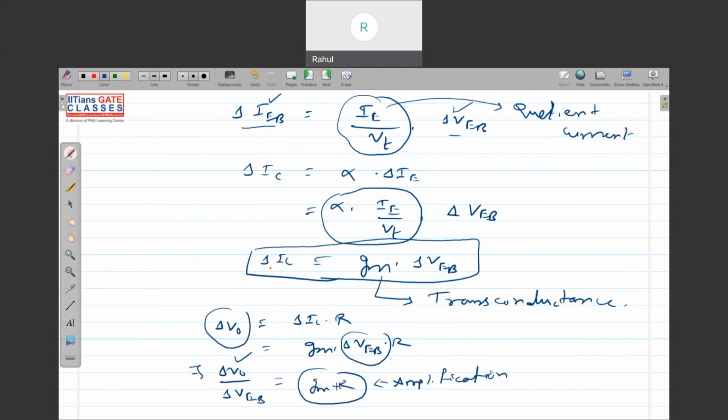The output signal is gm into R times the input signal, which is nothing but an amplified version of your input signal. The amplification factor depends upon gm and R, and gm depends upon IE. IE is your constant operating point, so this is called the operating point: before the application of the signal, at what point you are. This is your amplification factor. More on this we will discuss in detail in analog circuits. This is just to give you an understanding of how amplification takes place.